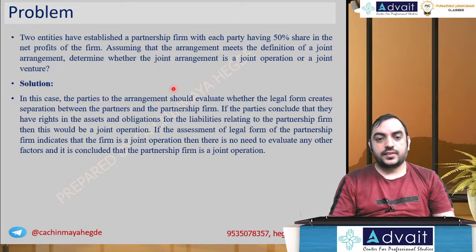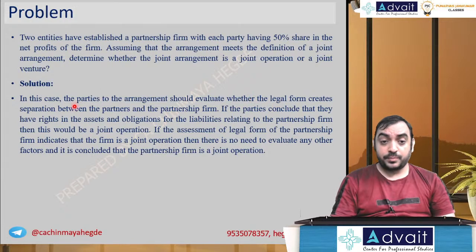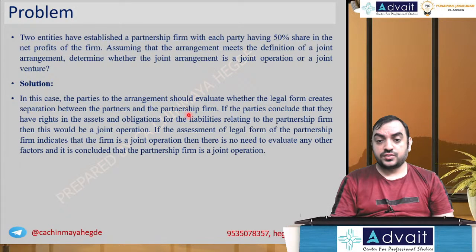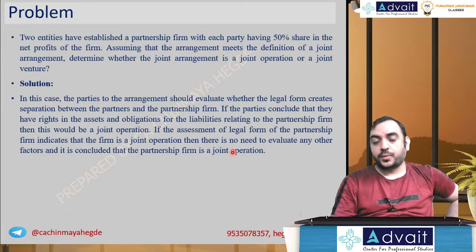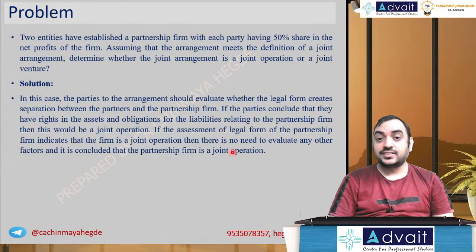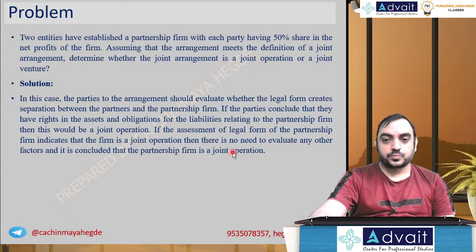In this case, the parties to the arrangement should evaluate whether the legal form creates separation between the partners and the partnership firm. If the parties conclude that they have rights and obligations for the liabilities of the partnership firm, it would be a joint operation. If the assessment of the legal form of the partnership firm indicates the firm is a joint operation, there is no need to evaluate any other factors. It's concluded that the partnership is a joint operation. Like I told you, you write down those three points. You can keep the answer open-ended. Okay, I'll go further.